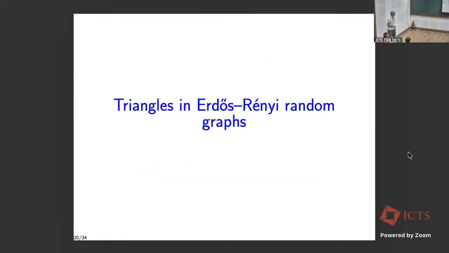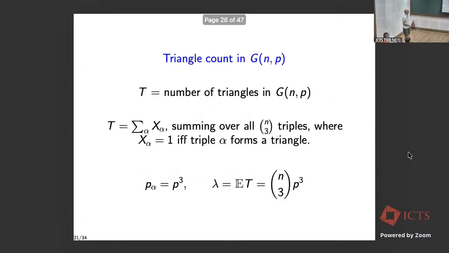Okay, so let's apply this to triangles. We've seen that yesterday. We'll apply that Poisson approximation, see what we get. So we have T, that's the number of triangles in G(n,p). We saw x alpha is the indicator, where alpha is a triplet of 3 vertices, that all 3 edges of that triplet are present. And so the expectation, p alpha, is just p cubed, all 3 edges have to be present, and lambda is just n choose 3 times p cubed.